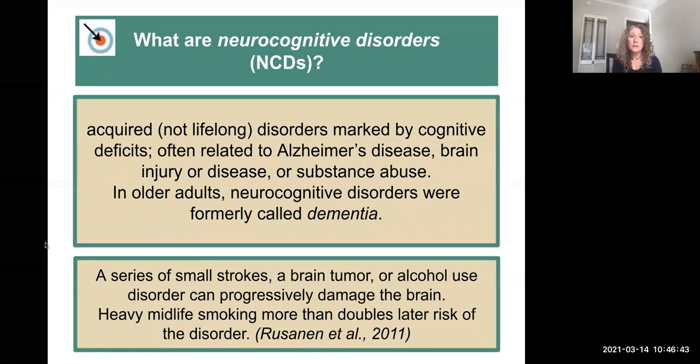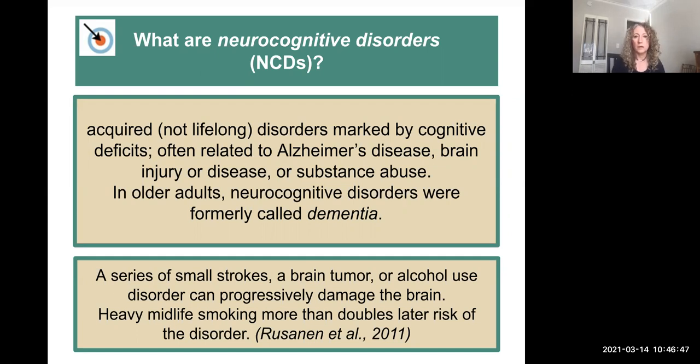But that is not the same thing as one other thing, which we will call, these you do want to kind of generally understand what these are. They're called neurocognitive disorders. You're familiar with one of them, Alzheimer's, probably the most familiar. So they are acquired, not lifelong disorders marked by cognitive deficits. It could be through brain injury or disease or substance abuse. And it used to be called dementia, but now they have a more formal name, neurocognitive disorders.